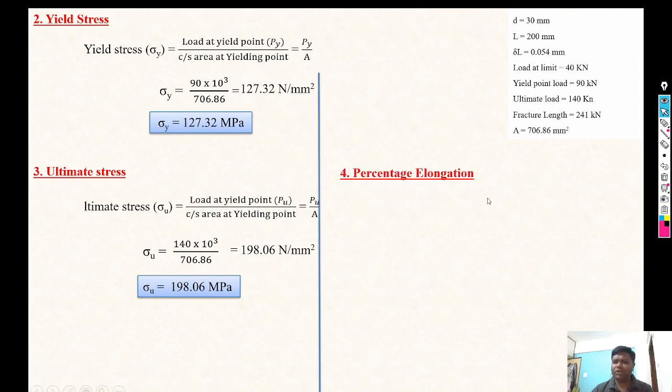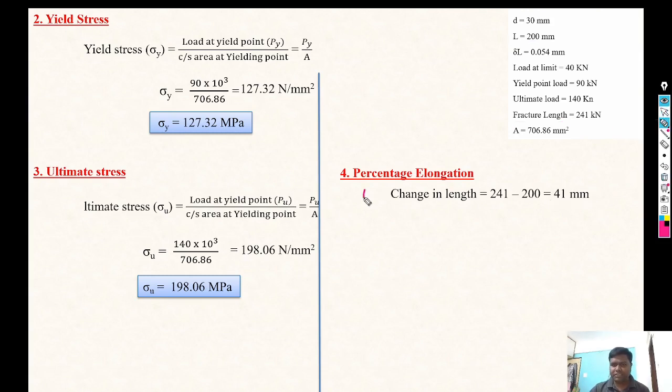Again unit conversion, please go to the last video. Then percentage elongation. For percentage elongation, we first need to calculate how much the length has changed after the test. So initial length is given, 200 mm, and the length at fracture, means when the material fractures, the length is 241. So how much has the specimen elongated? 41 mm.